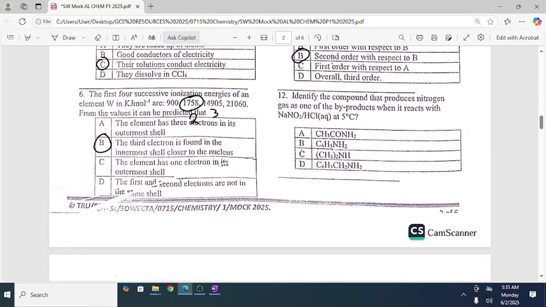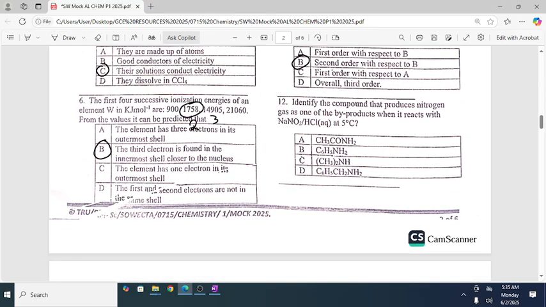Alright, number 12: identify the compound that produces nitrogen gas as 1 mole of the byproducts when it reacts with sodium nitrite in hydrochloric acid at 5 degrees Celsius. I can't really remember this, but I can give you a clue. You can just go to chemistry of nitrogen containing compounds. Check under the reaction of amides and the reaction of amines.